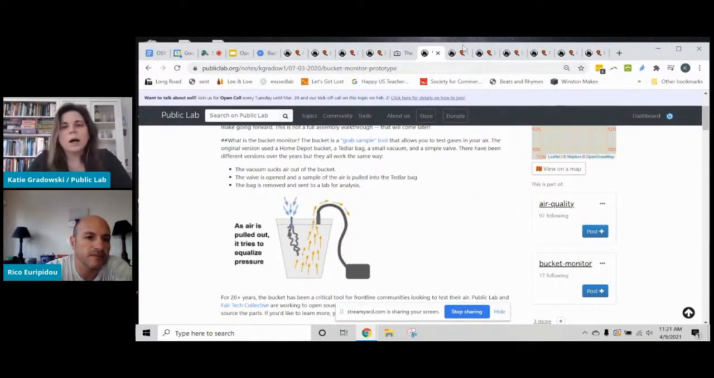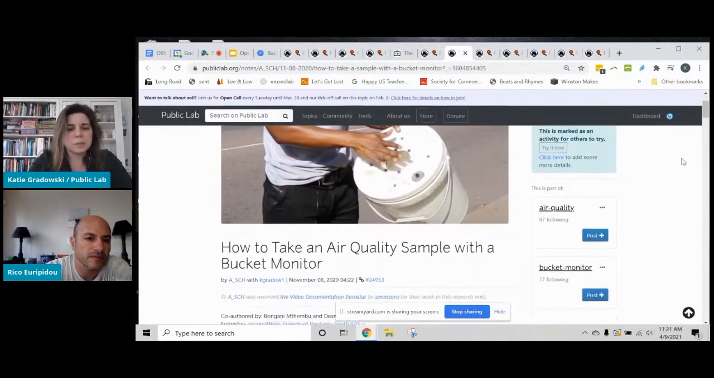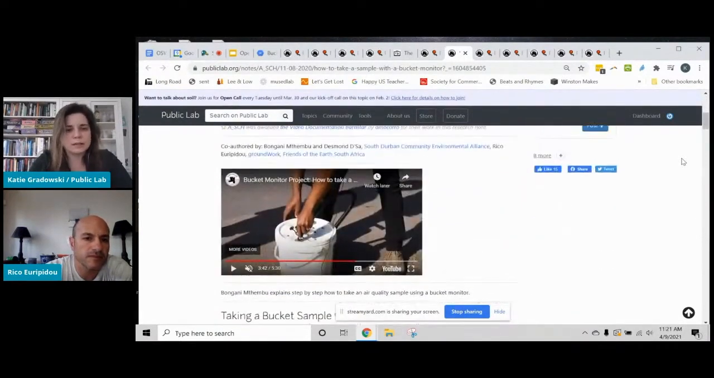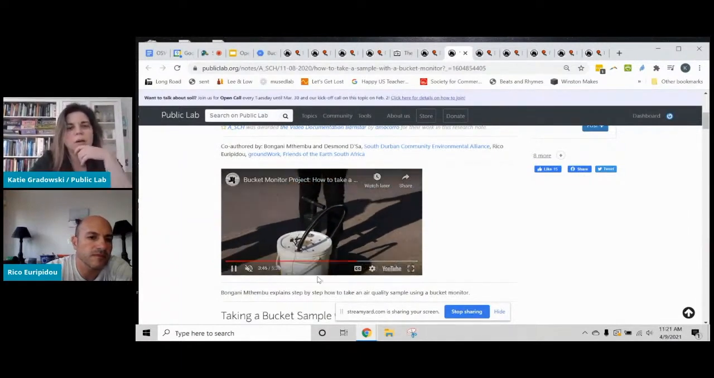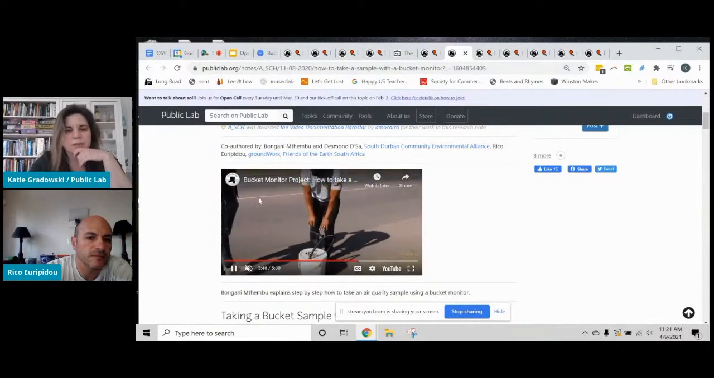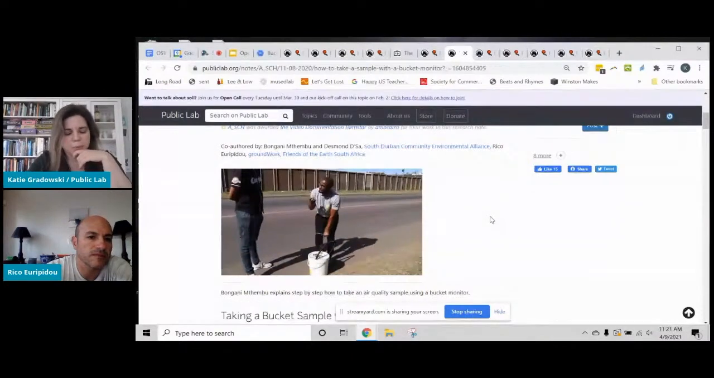In this sampling guide, one of the things that we've done is we've actually just documented what it looks like to go out and take a sample and what it looks like in practice, what you're going to do, what you're going to think about. Again, this is Bangani. This is along Tara Road next to the engine facility, actually taking a sample.